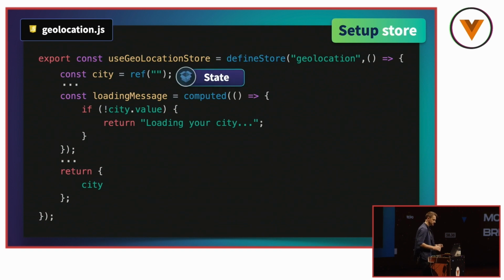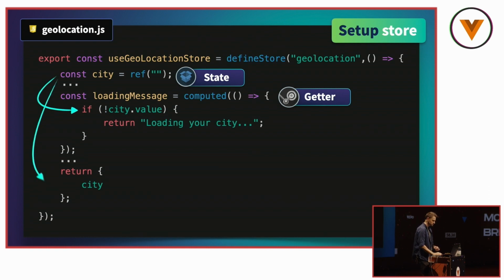Now, on the other hand, in a setup store, for both actions and getters, we access a state property directly, just as we would within the setup function in a component using the composition API. So we don't use this. In this example, since the state property is a ref, it's actually written city.value. And of course, remember, we need to be returning anything that we want accessible outside of the store.